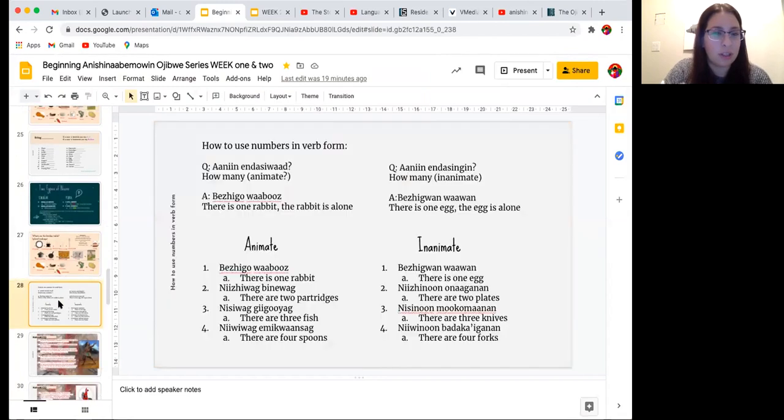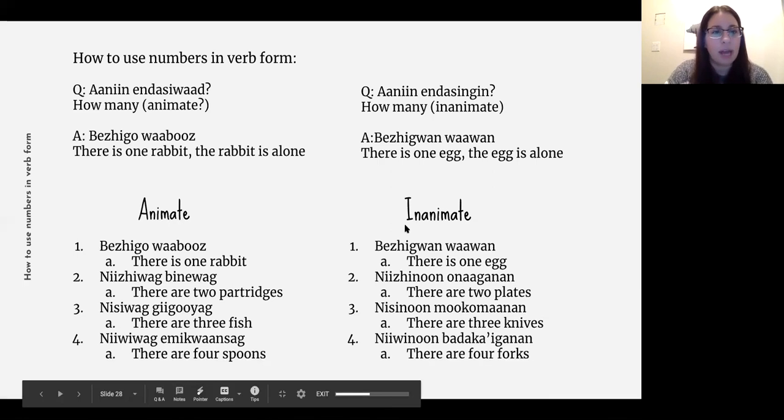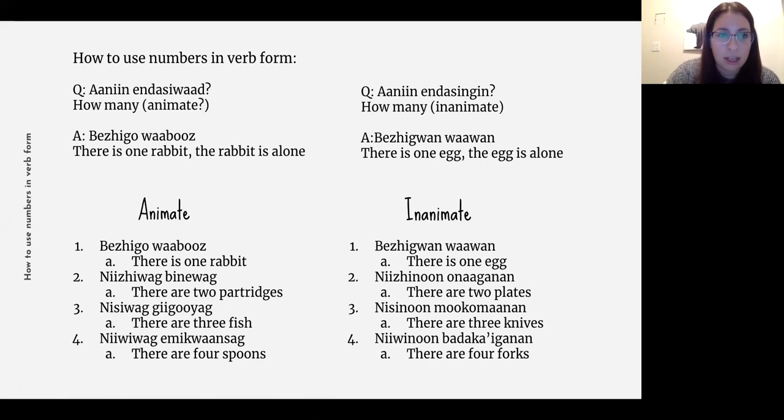All right. So this is going to be one of your homework assignments: how to use numbers in verb form. If you want to ask how many of an animate object there are, what you would say is anin, which is also hello, and is used for how and what sometimes. So anin and dasse wad. Anin and dasse wad. So you repeat it.